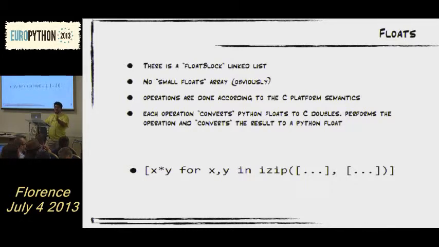Floats, well, they work actually like integers. Of course, we don't have a small float array because it wouldn't make sense. But still we have the whole blocks thing, so we don't malloc and free each float individually. We just work with blocks. The operations are done according to the C platform semantics, which usually is the IEEE semantics. And plus we don't have the faulty algorithm that the guys from PHP and Java had, which made everything crash if the wrong numeric literal was provided to the compiler, but that's another story. So when you do something like this, some code is involved. You are taking the double from the floats, multiplying them, creating another float. So it's a bit more involved than you would think. Luckily enough, NumPy solves this as well.